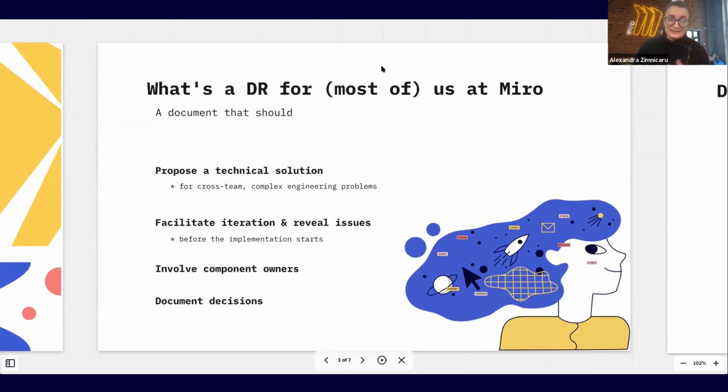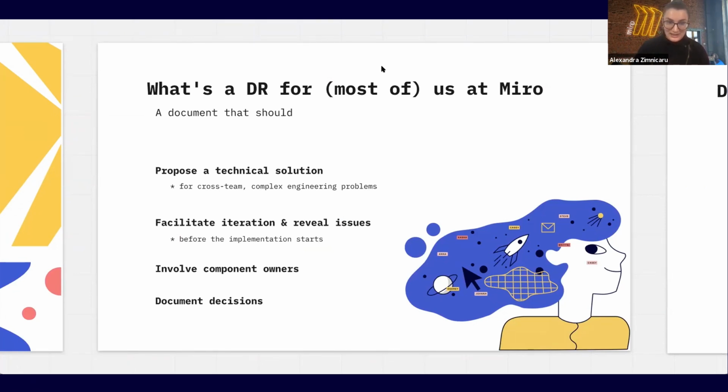But of course, a DR is a document where we propose a technical solution. The footnote here is that we do it mostly for cross-team complex engineering problems, because it would be expensive to write DRs for all the changes we make. At the same time, this idea of what deserves a DR and what doesn't is already a bit subjective. And as we will see later on, sometimes different teams have a different take on it.